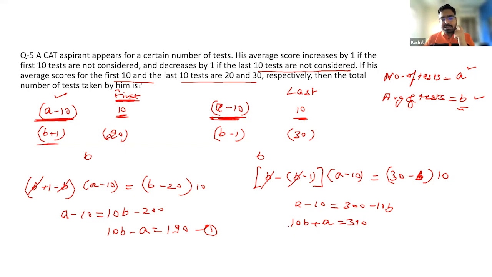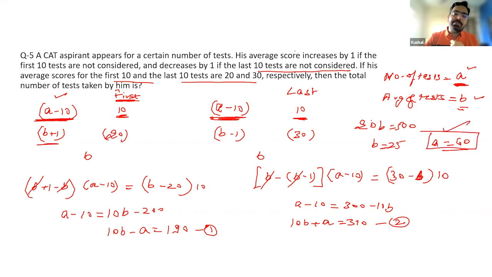If you look at these two equations, you can of course get down to the values of A and B very, very easily. So if you add the two equations, you will get 20B equals 500. That means the value of B will be 25. And the same way, if I take the value of B as 25 and put it back over here, I'm going to get the value of A as 60, right? So what was the question asking you? The number of tests taken by him is A, which is 60, right? That will be the answer.